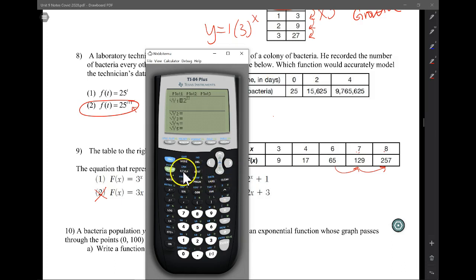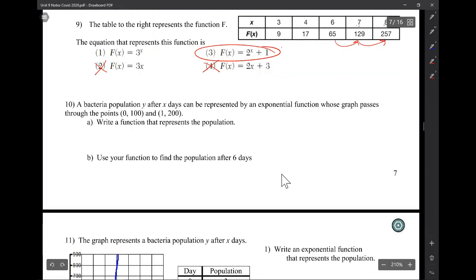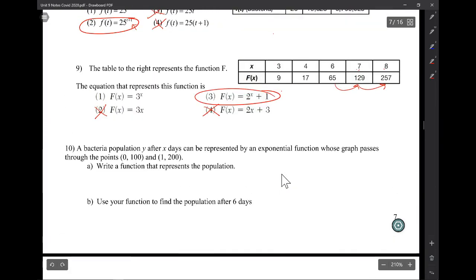2 raised to the x power plus 1. Go to your table. And at 3, there it is. It's equal to 9. 4 is equal to 17. I think we found our winner. There it is. All right, last example. Almost last example, we're almost there.